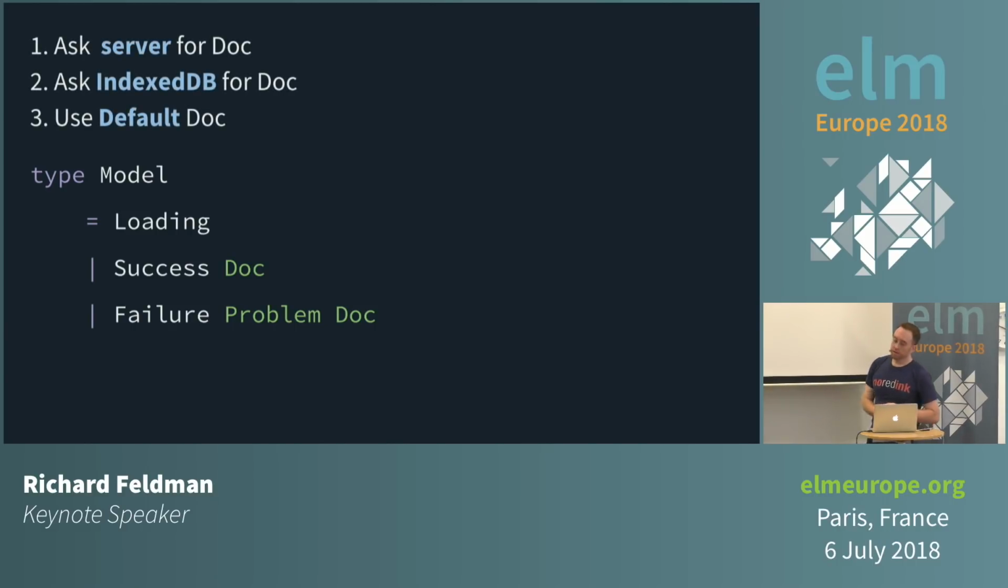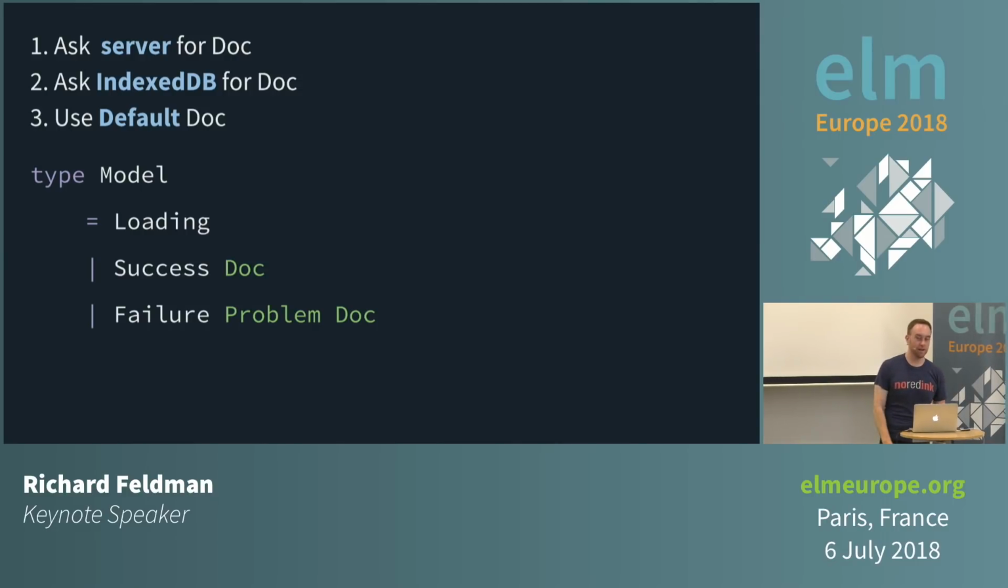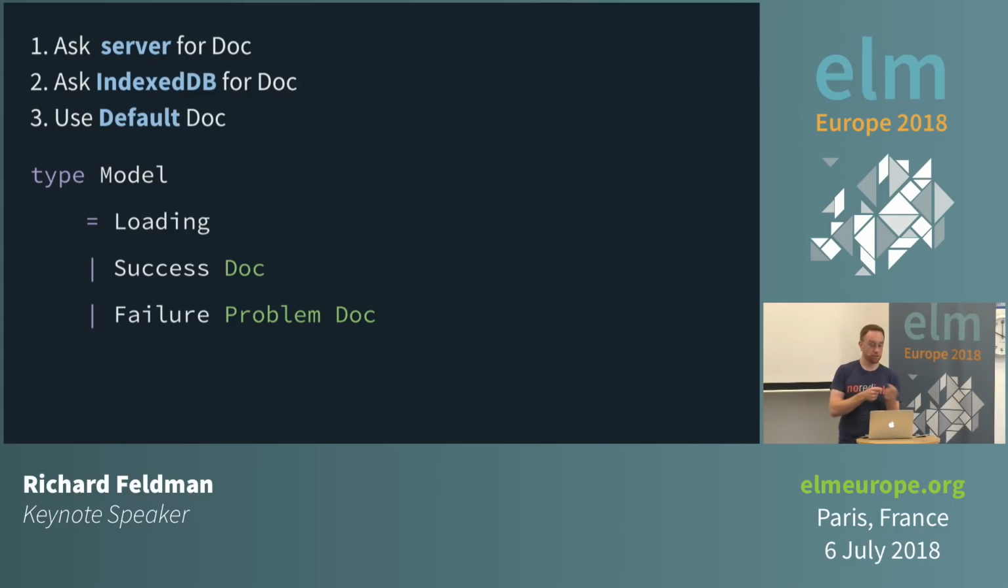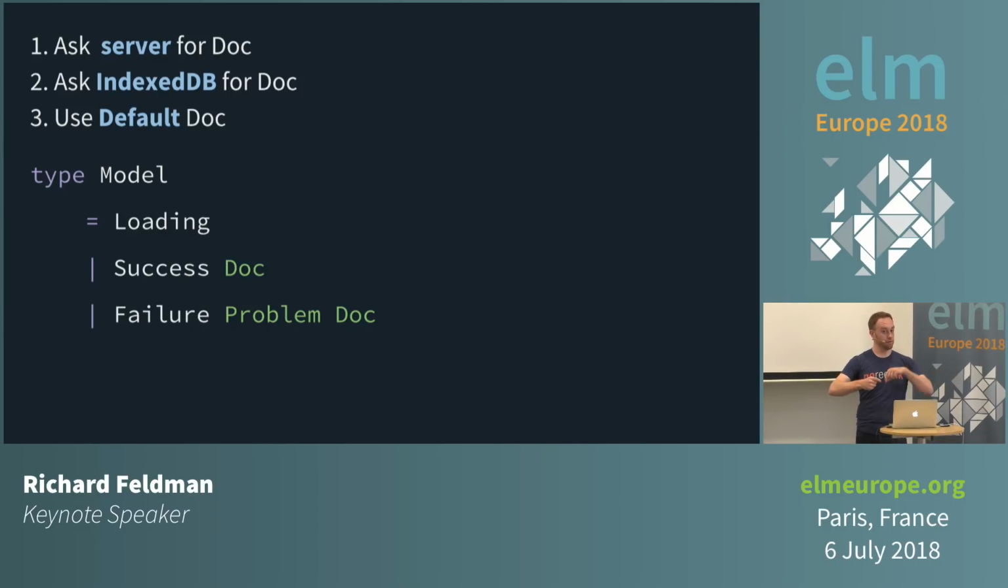Now I'm thinking about, okay, let's go back and look at this problem. I noticed something that came up earlier, which is that these are concurrent operations. I'm loading something from the server, I'm asking IndexedDB for a doc, and then eventually I will fall back on the default doc. But those can come back in any order. I don't know whether the server is going to come back first or IndexedDB is. Either way, I can't resolve both until I hear back from both of them. So at some point, I'm potentially going to be in the state where I've heard back from one, but not from the other. So I need to store that.